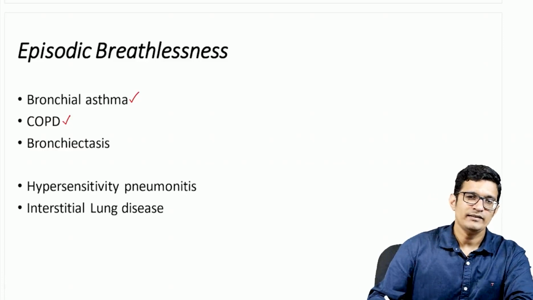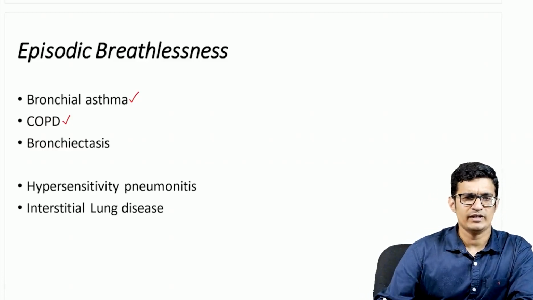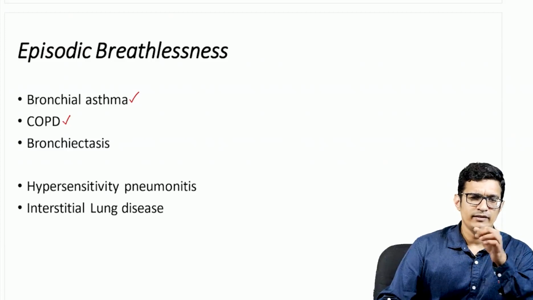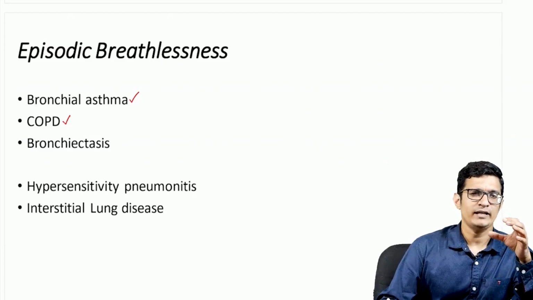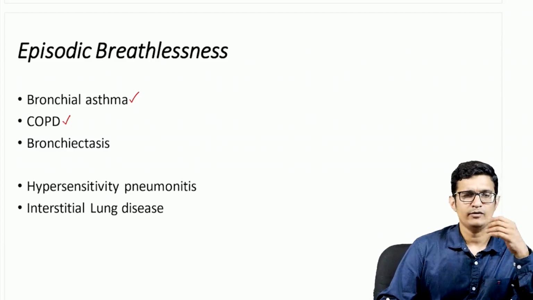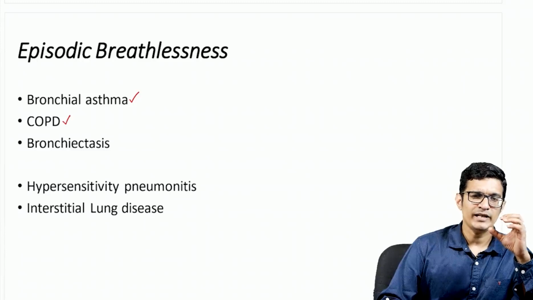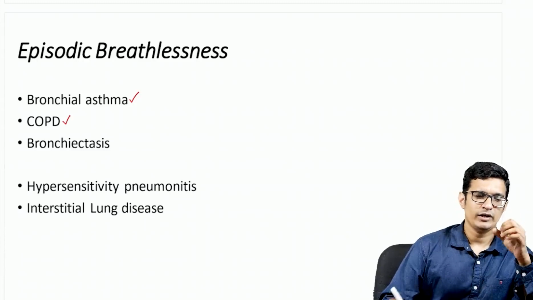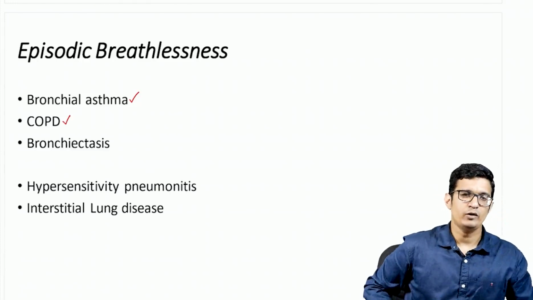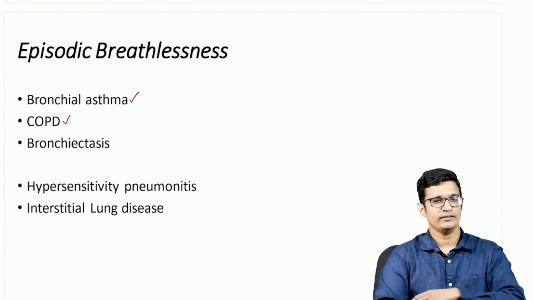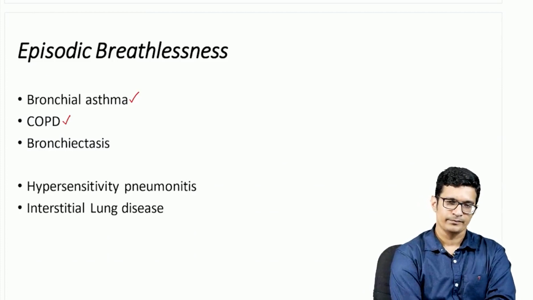Now, bronchiectasis is another condition which can be associated with episodic breathlessness, because there is chronic inflammation of the airways and dilatation of the airways in a case of bronchiectasis. So, those dilated areas or the bronchiectatic areas are going to accumulate a lot of bacteria, and that will be leading to periodic exacerbations of bronchiectasis, and they will be having episodic breathlessness.